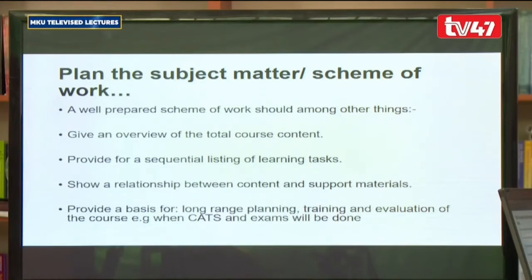One should prepare a scheme of work that gives an overview of the total course content, provides a sequential listing of learning tasks by the students, shows a relationship between content and support materials, and provides a basis for long-range planning, training, and evaluation of the course. For example, it should show when the CATs and the exams will be done.